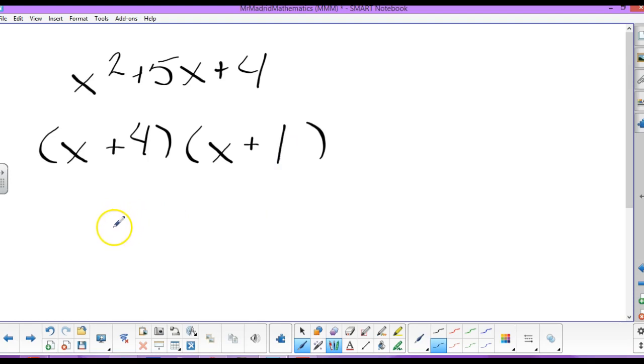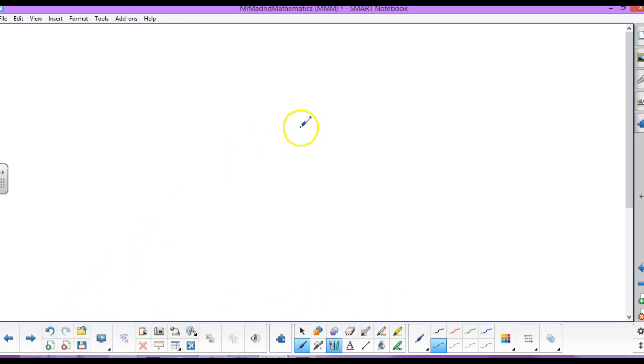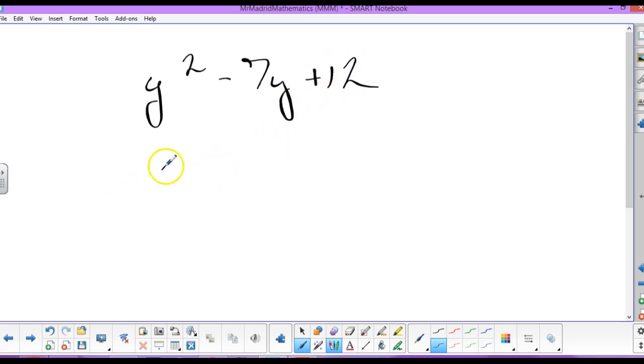Next, I'm going to elaborate on how to do this if the mental math isn't just there at the moment. However, let me look at one more example quickly here. Let's take a look at y squared minus 7y plus 12. There's my trinomial. I'm going to factor it into two binomials.